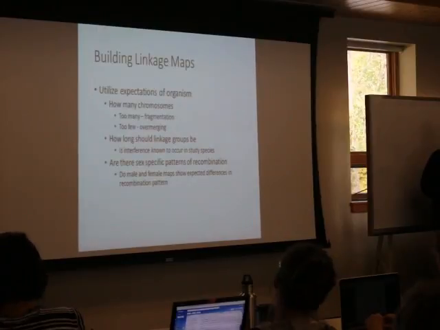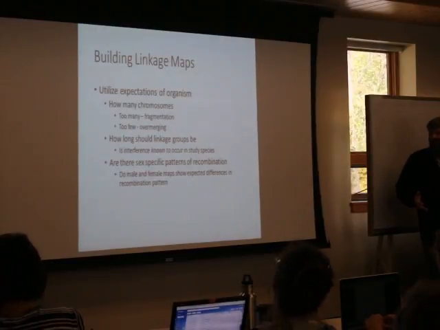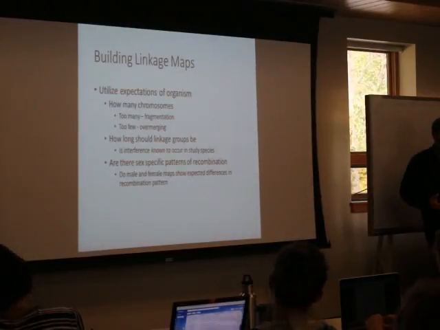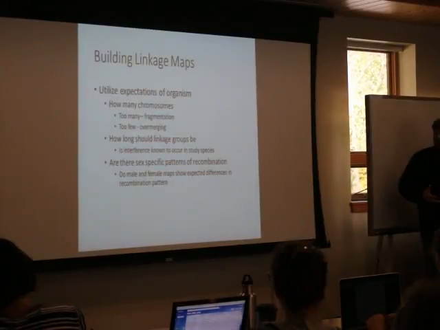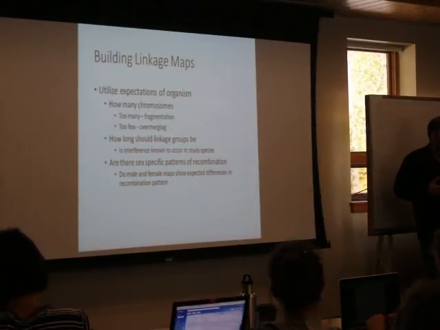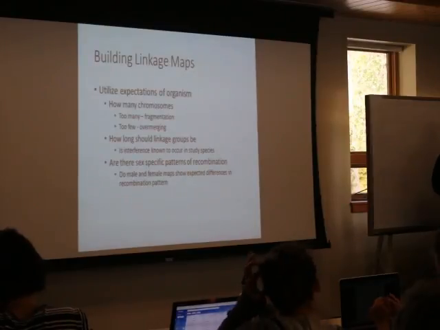How long should the linkage groups be in your study species? Do you know anything about interference in your study species? Is there any evidence from other studies showing how long linkage groups should be? Are there sex-specific differences in recombination? It's really common, but in some species males have more, in some species males have less. It can really vary a lot.